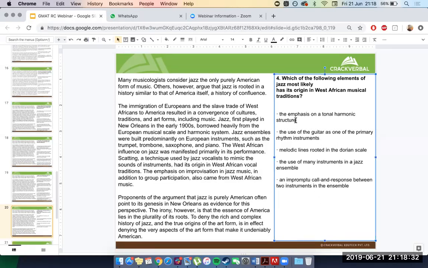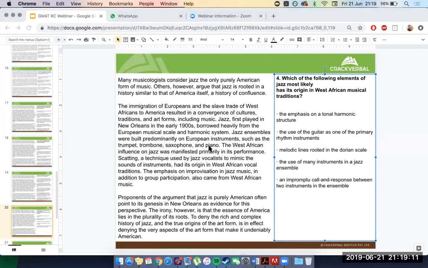So let's go through the options. The right answer is E, but let's see why A, B, C, D are incorrect. A says the emphasis on a tonal harmonic structure. I don't remember seeing that at all, so I would simply not eliminate it yet, because I'll go back looking for it in the passage somewhere. B: the use of the guitar as one of the primary rhythm instruments. Not only did I not see that, I know they never brought up guitars. What were the instruments? Trumpet, trombone, saxophone, piano. I can see it here. I know that it's not B. That's the obvious wrong answer.